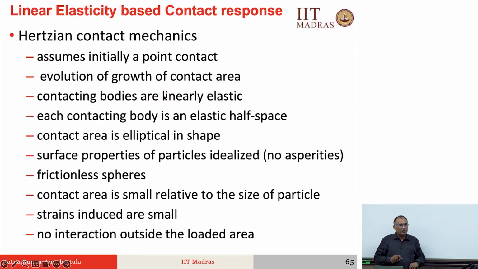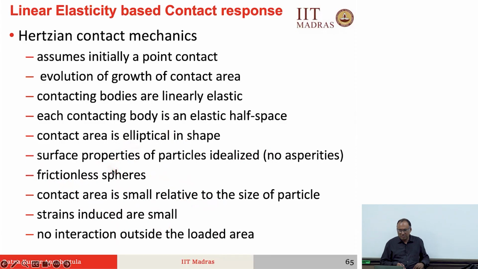in nature, which means we can only apply this when the contact area is sufficiently small. That is the meaning of that. Each contacting body is an elastic half space and the contact area is elliptical in shape in general, and the surface properties of particles assume no asperities, right? The model itself does not account for any asperities, it is a mathematically smooth surface, and the spheres are frictionless. That is why you need to add a separate frictional element in your contact model.